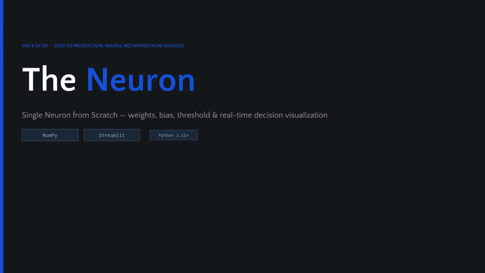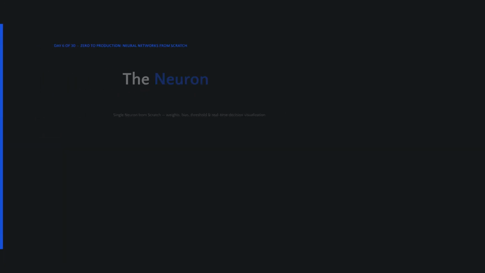Welcome to Day 6 of our Neural Networks from Scratch series. Today, we build and understand the single most important unit in deep learning, the neuron. We will cover weights, bias, thresholds, and visualize the real-time decision process of a single neuron using Streamlit.